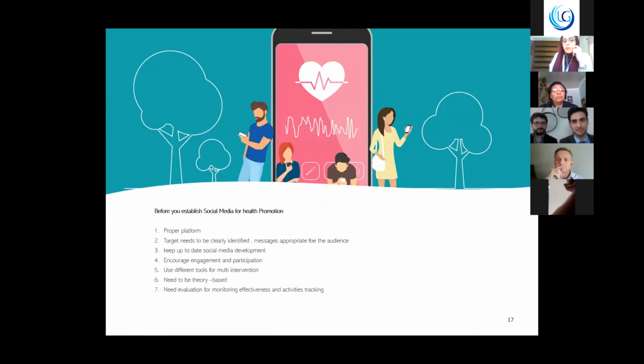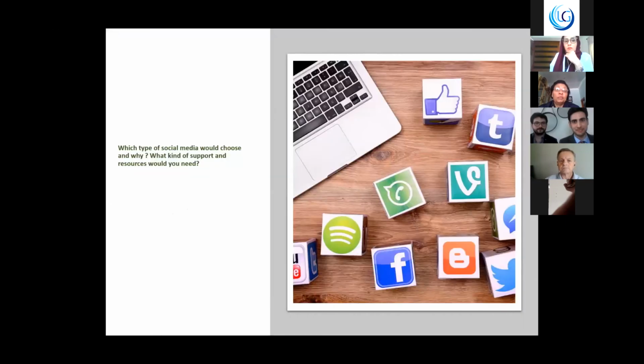To sum up, before establishing any social media platform for health promotion purposes, first of all, we need to select the proper platform. We need to keep up to date with the development of this innovation. Most importantly, to get the potential benefit from this platform, we need to encourage participation and engagement with users. It needs to be theory-based, with monitoring of effectiveness and tracking of the program. That is highly recommended as well.